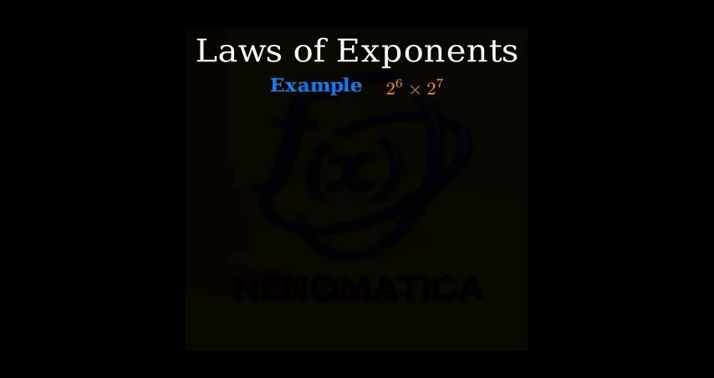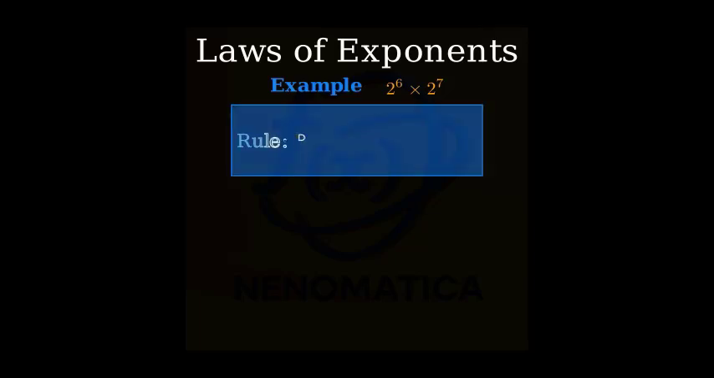We have 2 to the power of 6 times 2 to the power of 7. To solve this, we'll use the product rule of exponents. When we have the same base with different exponents being multiplied, we keep the base and add the exponents. So, 2 to the power of 6 times 2 to the power of 7 equals 2 to the power of 6 plus 7, which gives us 2 to the power of 13.